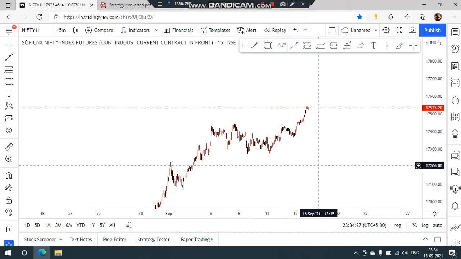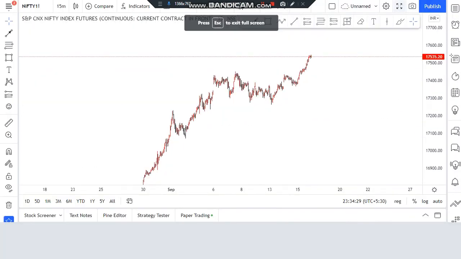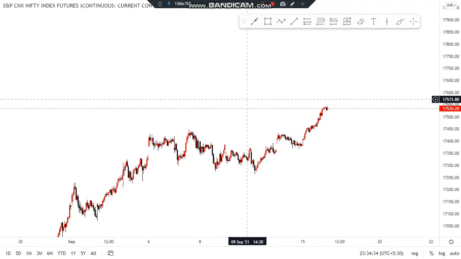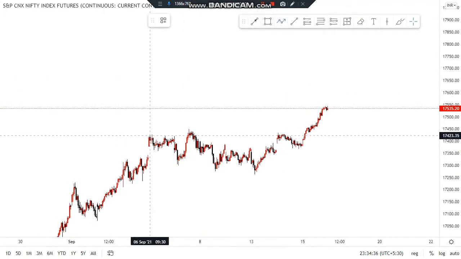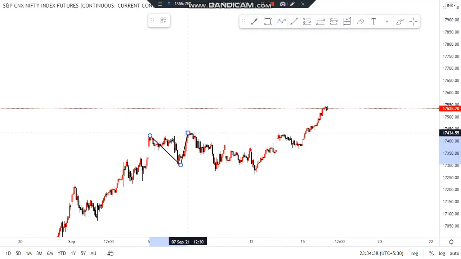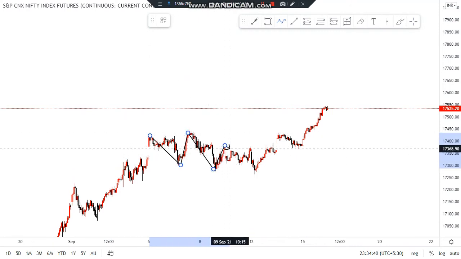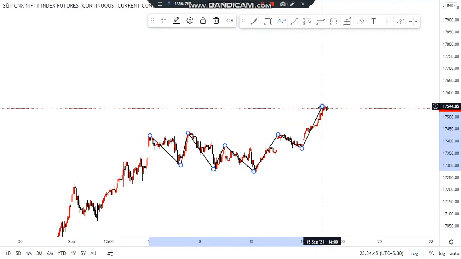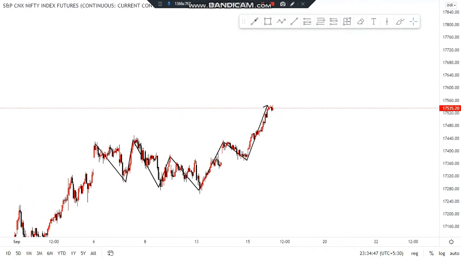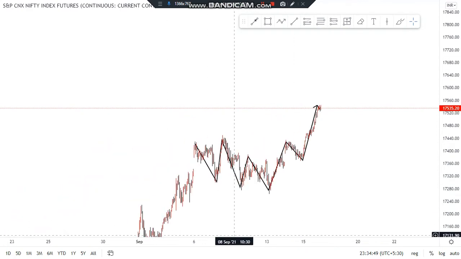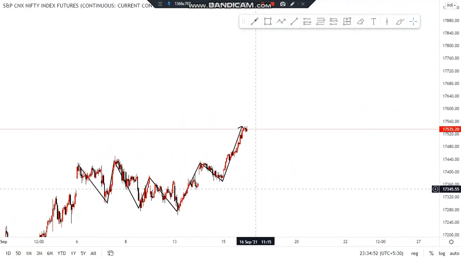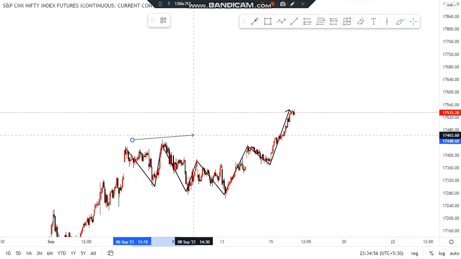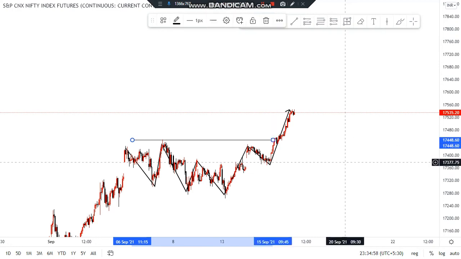Okay guys, so let's see. I have taken Nifty futures here. Now in this part we can actually see that the market was kind of ranging, making equal highs and equal lows, and then at this point it broke structure. Okay, so today it broke structure. I don't know when you will be watching the video, but it broke structure. So this will be my breakout structure point.